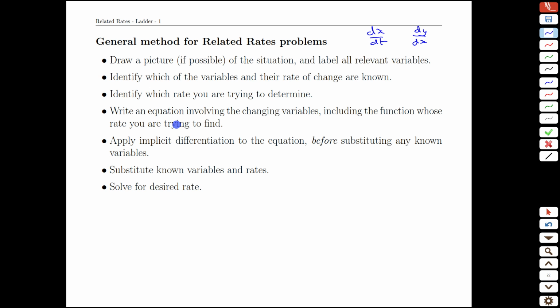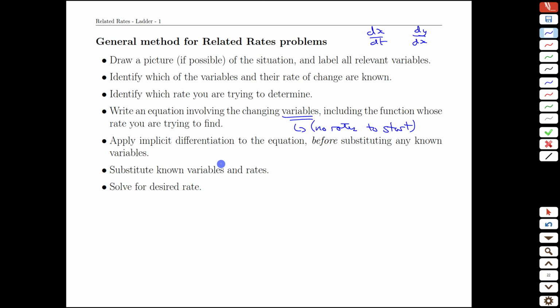And write an equation involving the variables, and the key thing here is, no rates to start. We're not looking for the derivatives at the outset. They come later on in the process. In fact, they come at the next stage when we apply implicit differentiation to the equation before we substitute any known variable values. Then we plug in some individual things. Usually it's phrased as when t equals something or when x equals something. Then that gives us enough information to solve for the rate we're interested in.